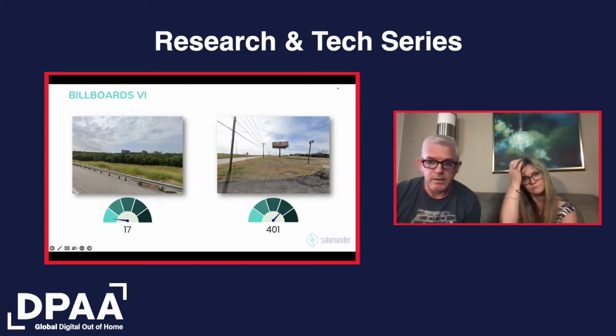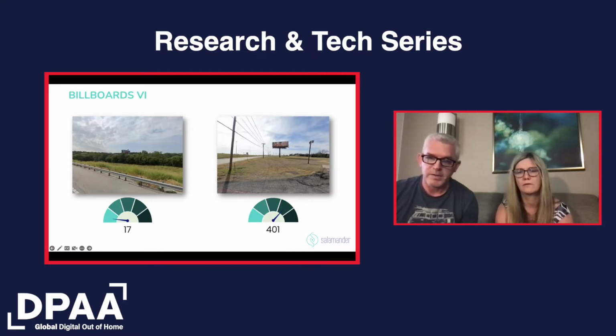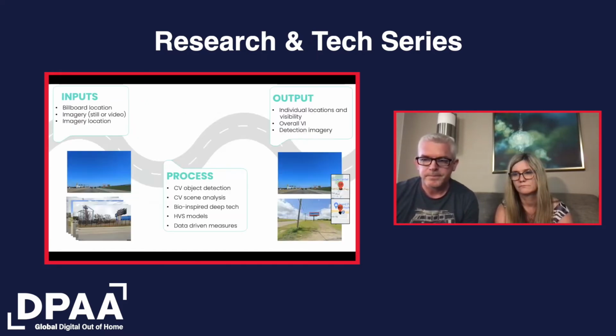So just another still example of these 2 billboards where we can see from a single image the difference between them. The one on the left with the lower number is really far from the road, really small. The one on the right is much larger, and there are lots more roads around there where you can view the billboard. Next slide, please.